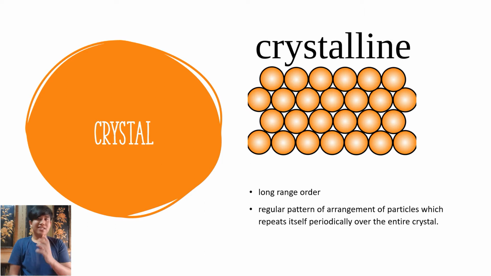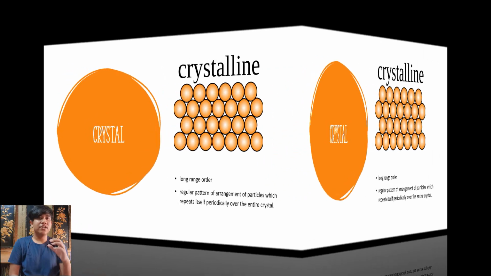Let us observe this figure carefully. As we can see, there is a regular pattern of arrangement of particles which repeats itself periodically over the entire crystal. The solid is considered crystalline if it has particles with long-range order, where the particles repeat themselves periodically over the entire crystal.